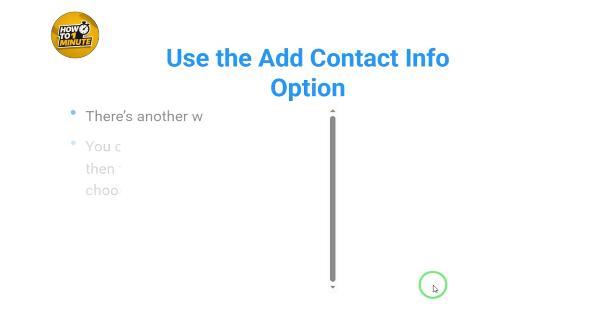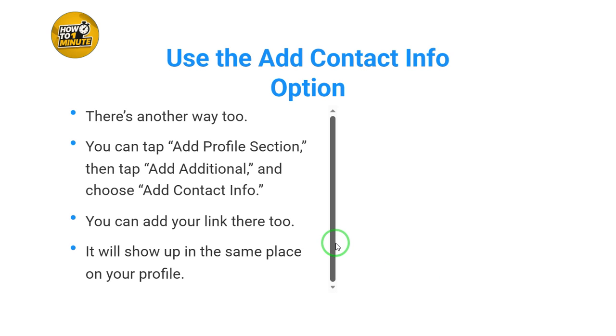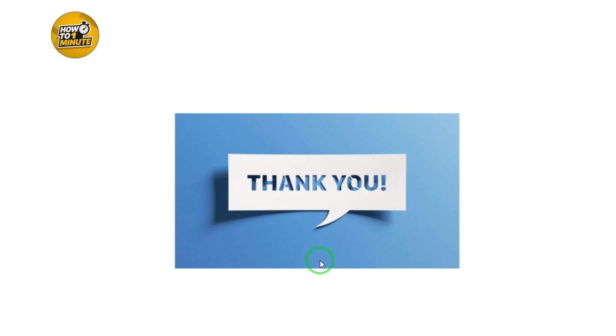There's another way too. You can tap Add Profile section, then tap Add Additional, and choose Add Contact Info. You can add your link there too. It will show up in the same place on your profile. And that's it. That's how you can add your Calendly link to your LinkedIn profile.